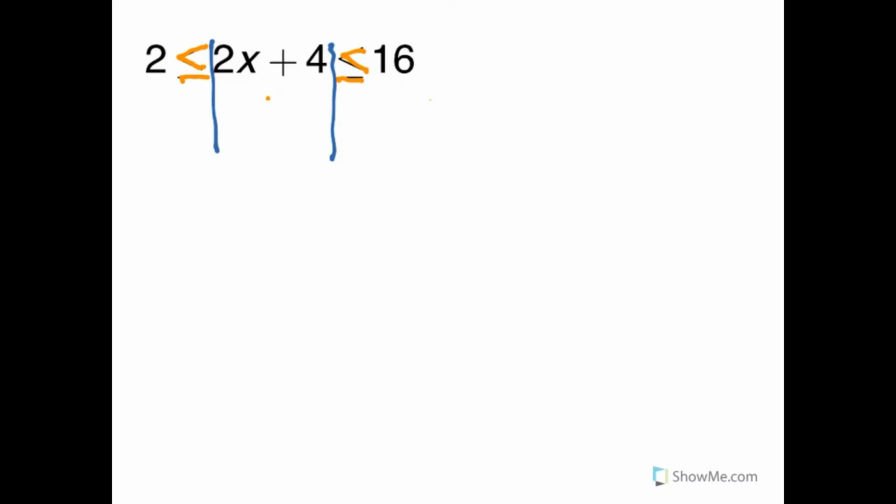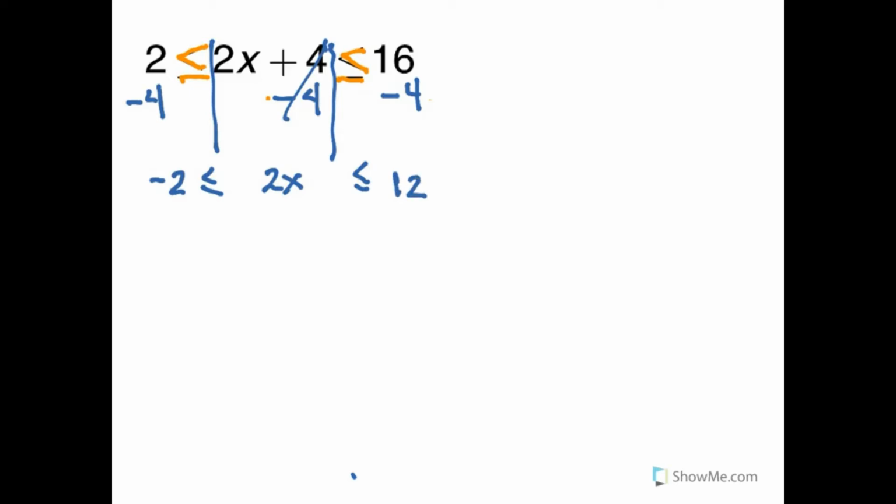Our goal is to simplify the expression in the middle so that it is just plain x. So we begin by subtracting 4. But we have to remember to subtract it not just from the 16, but also from the 2. 2 minus 4 is negative 2, so our new inequality is negative 2 is less than or equal to 2x is less than or equal to 16 minus 4, which is 12.